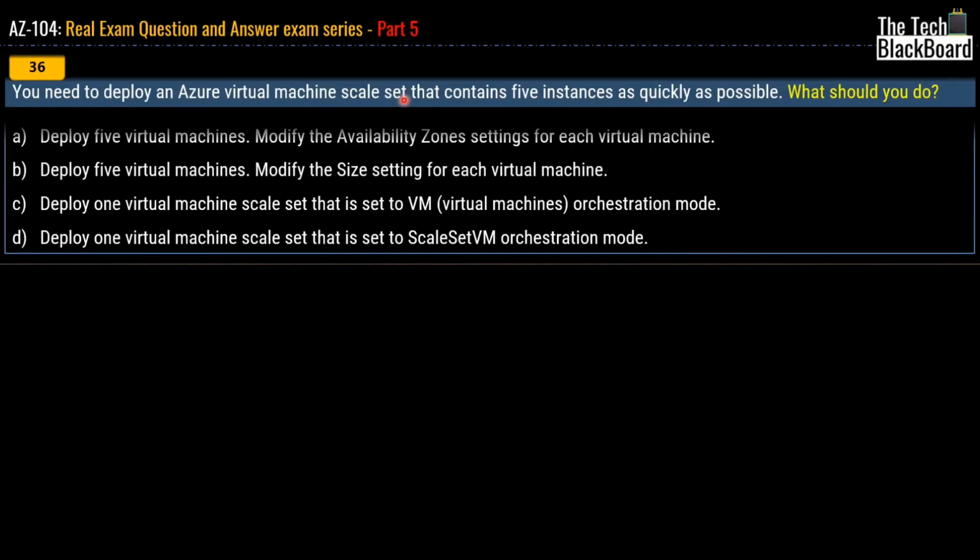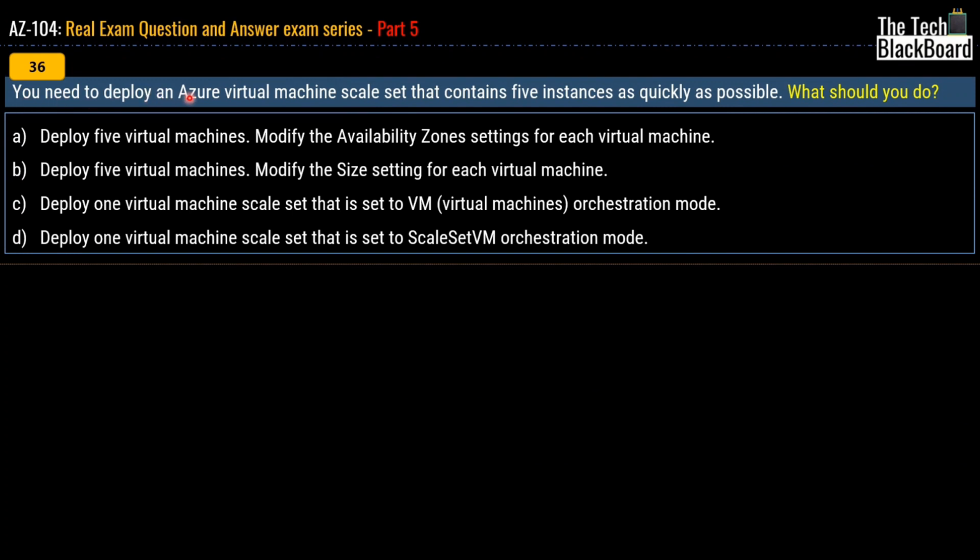Now let's begin with question number 36. The question says that you need to deploy an Azure virtual machine scale set that contains 5 instances as quickly as possible. What should you do? And your options are: A, deploy 5 virtual machines, modify the availability zone setting for each virtual machine. B, deploy 5 virtual machines, modify the size setting for each virtual machine. C, deploy 1 virtual machine scale set that is set to VM orchestration mode. And the last one, D, deploy 1 virtual machine scale set that is set to scale set VM orchestration mode.